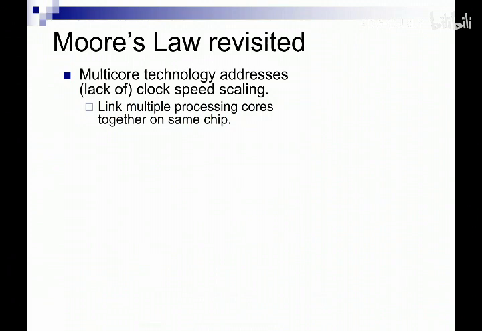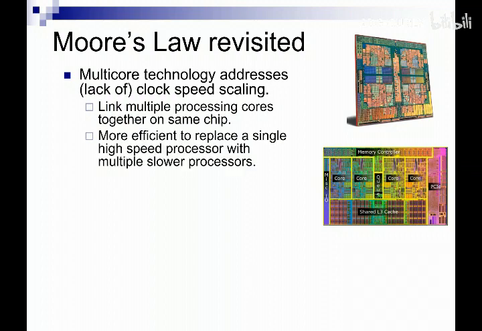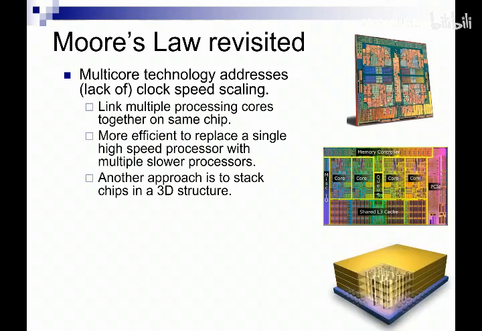Okay, so the chips that we use nowadays come in several architectures. One of the predominant ones that you use, for example, in your laptop or your desktop is the multi-core computer. Instead of making a single core faster, we put multiple cores onto the same processor, and that way we can multiply our computational capabilities. This is more efficient than putting in a single high-speed processor. It's better to replace that high-speed processor with multiple slower processors.